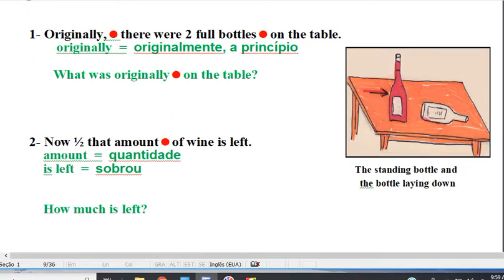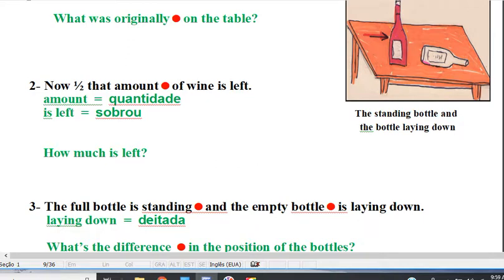Line 2. Now half that amount of wine is left. Question. How much is left? How much is left? Now half that amount of wine is left.